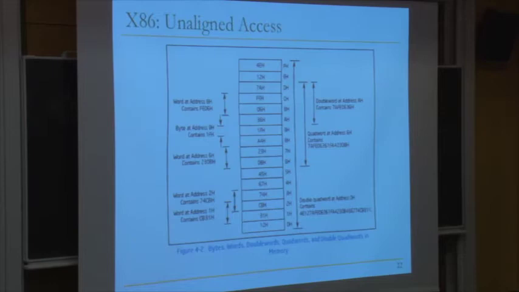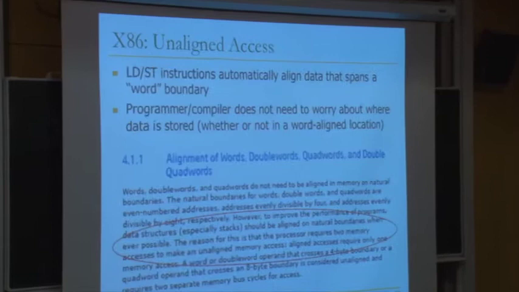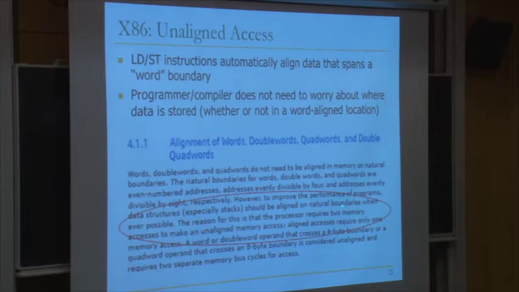So let's take a look at this also. Let me see, do I want to cover this? Okay, I didn't give you the reason. Data should be aligned on natural boundaries whenever possible. The reason for this is that the processor requires 2 memory accesses to make an unaligned memory access. Aligned accesses require only 1 memory access.